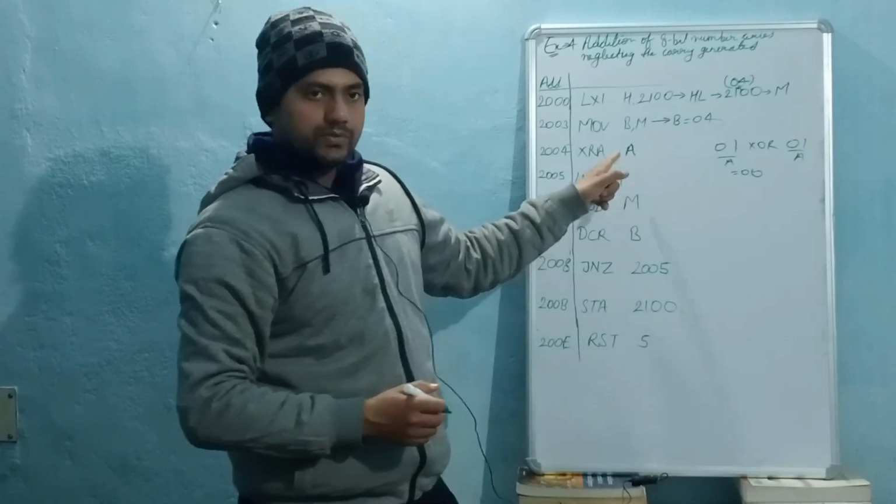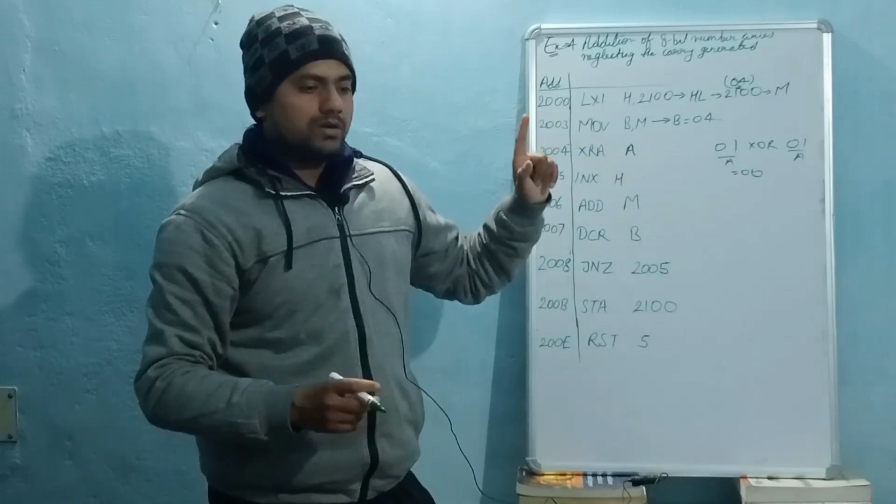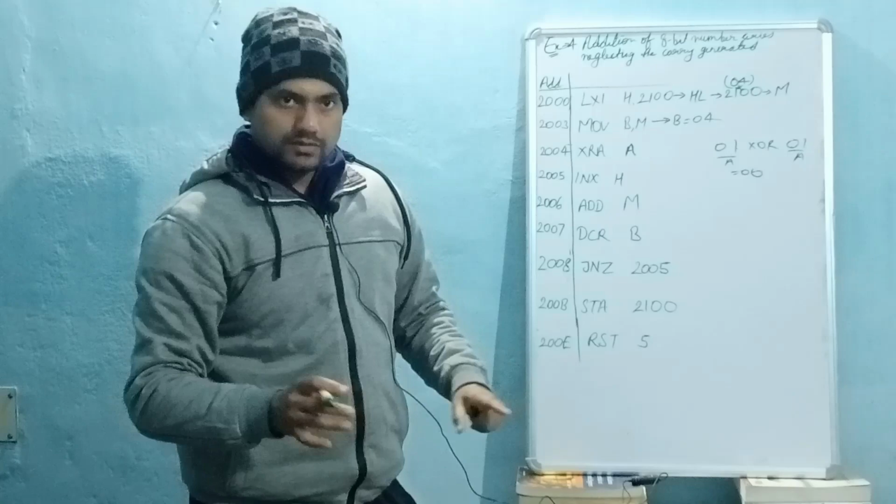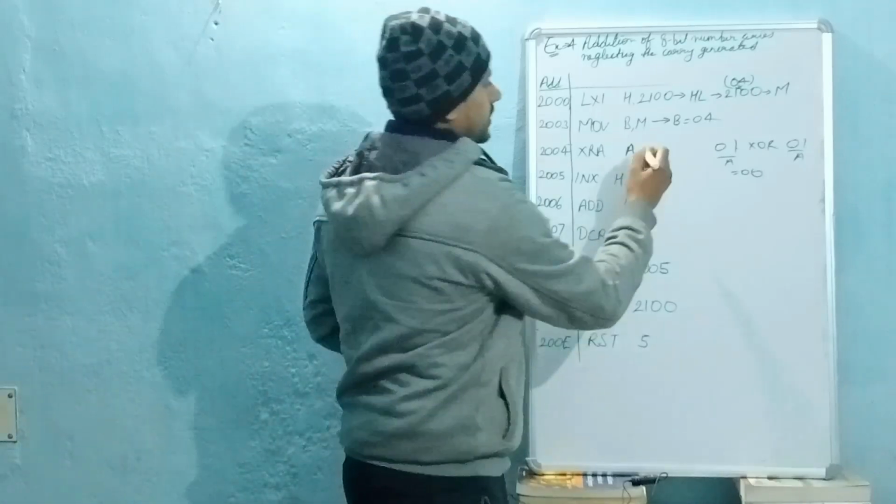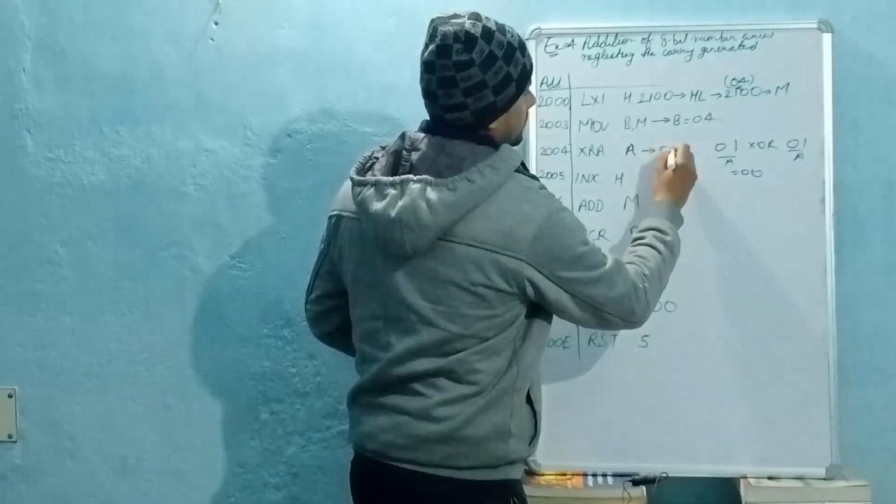So here by doing XOR operation, we are clearing the accumulator. So here we will get in the accumulator 00. Okay.